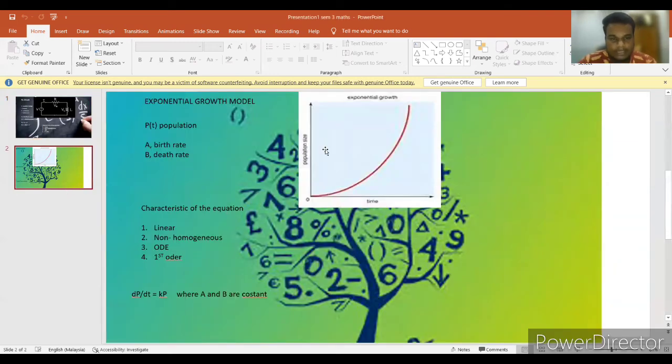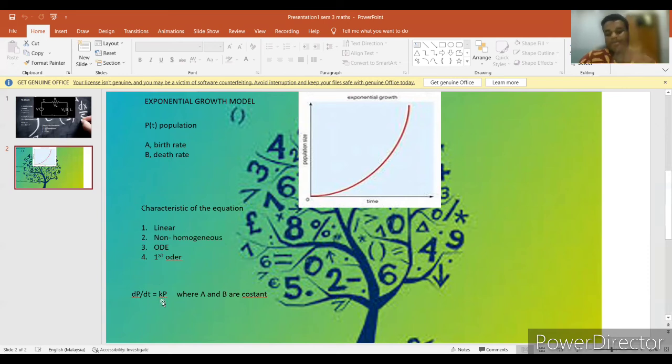With this next slide, I want to explain the exponential growth model. This is another situation where differential equation comes into play. For this equation, we have dP/dt equals kP, where a and b are constants. a is a birth rate and b is death rate. In this situation, for the exponential growth model, we can assume that these two conditions are constant. k is a constant rate of growth.